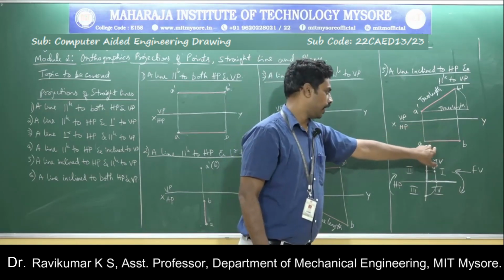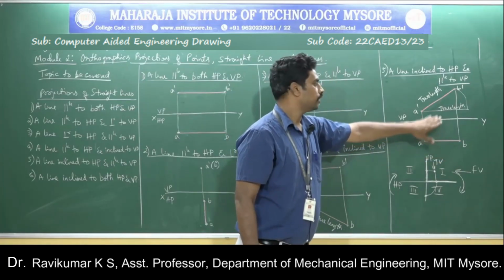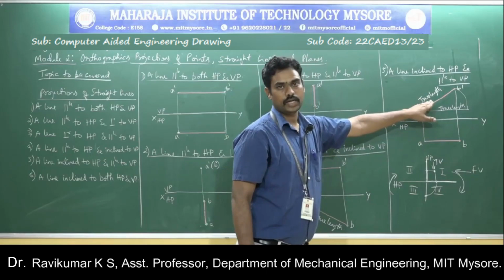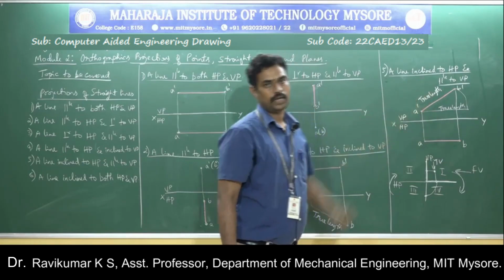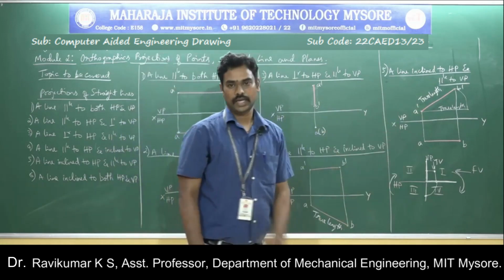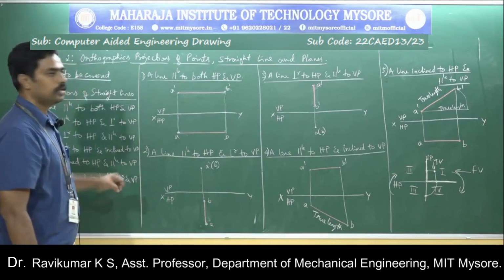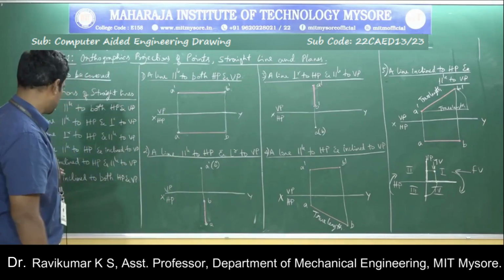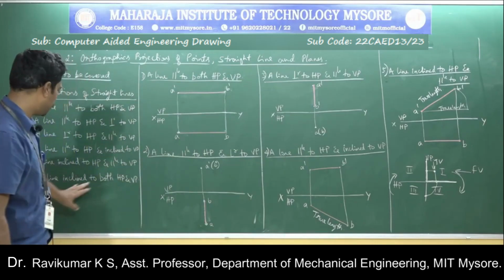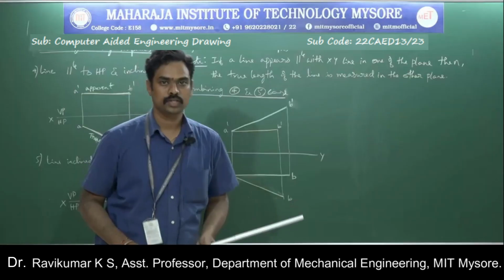If a line appears straight to XY, then the true length of that particular line can be obtained in the other plane. This is the concept you can extract using the fourth and fifth cases. So using this concept, we'll extend our discussion to the sixth case, that is, a line inclined to both HP and VP, which is most important.